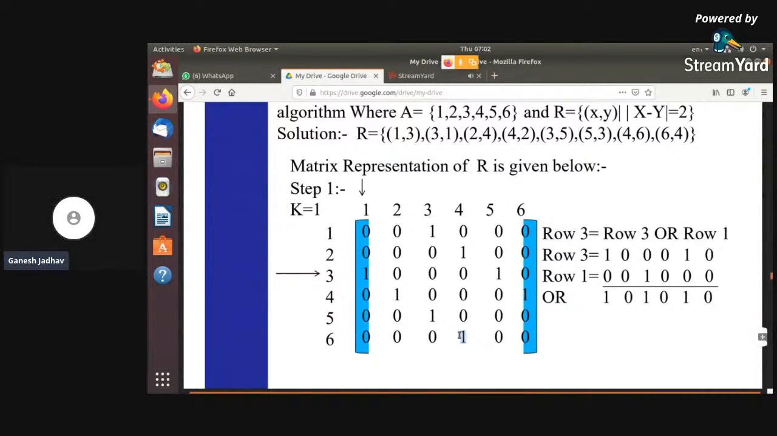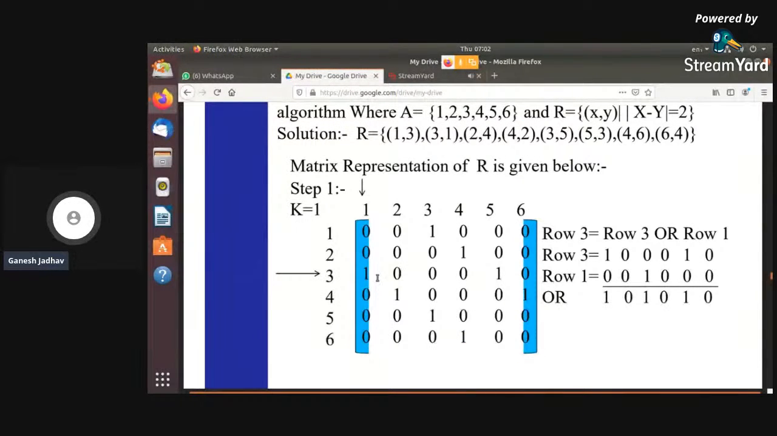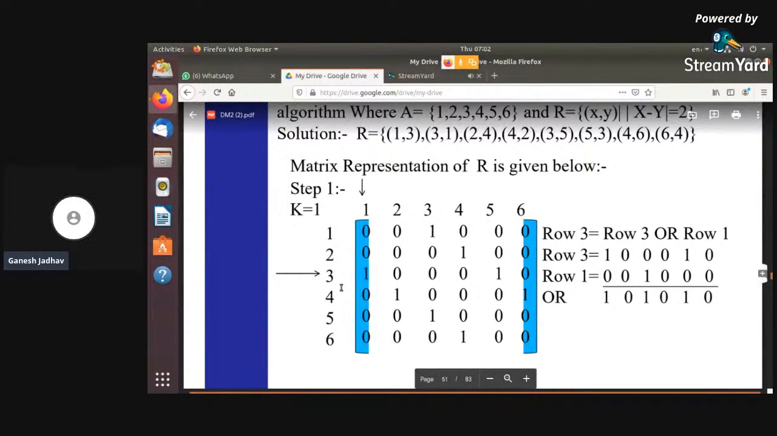In the first step, k is equal to 1. So find out where is 1 in the first column. You can find it here in the third row. In the third row here is 1. So you require the modification in the third row, but the modification using the first row operation.